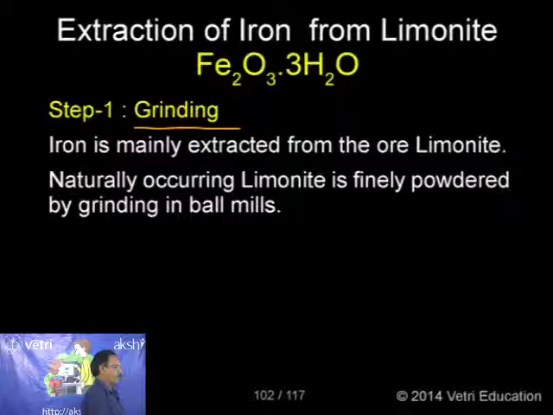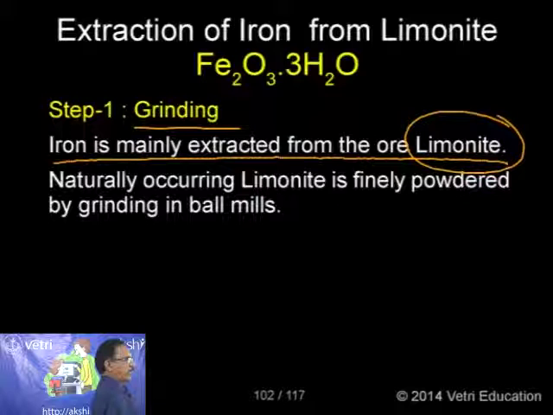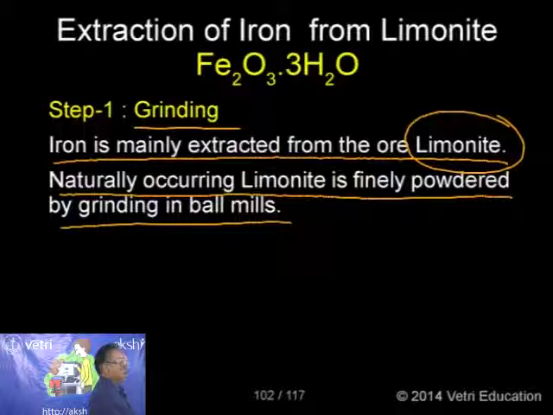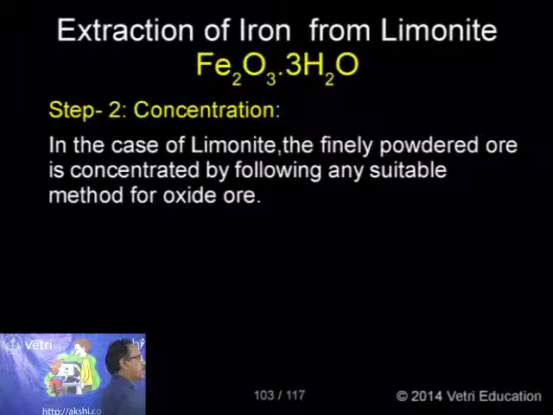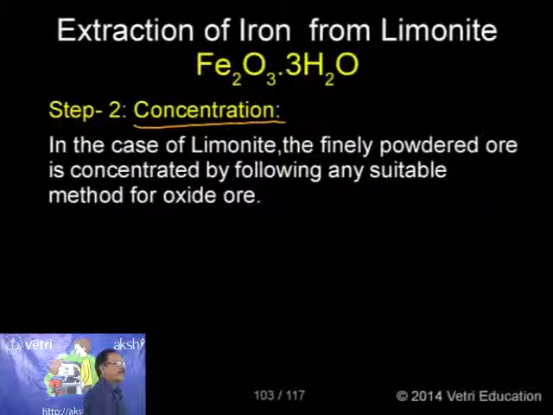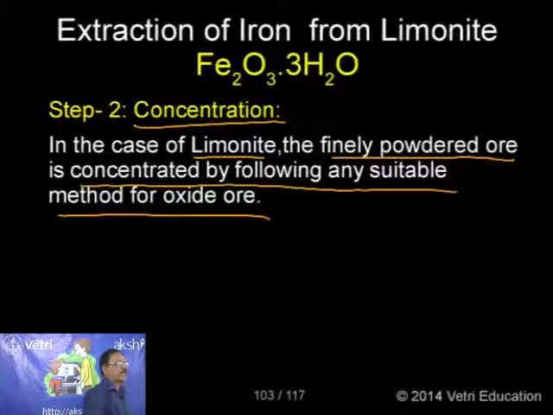Okay, next one. First one, grinding. Iron is mainly extracted from the ore limonite, Fe2O3.3H2O. Naturally occurring limonite is finely powdered by grinding and pulverizing. This is the routine procedure. So the first step is to make it powder form. Second, concentration. I have already pointed out a number of methods are available. It's an oxide ore, so in the case of limonite, the finely powdered ore is concentrated by any suitable method applied for oxide ore.